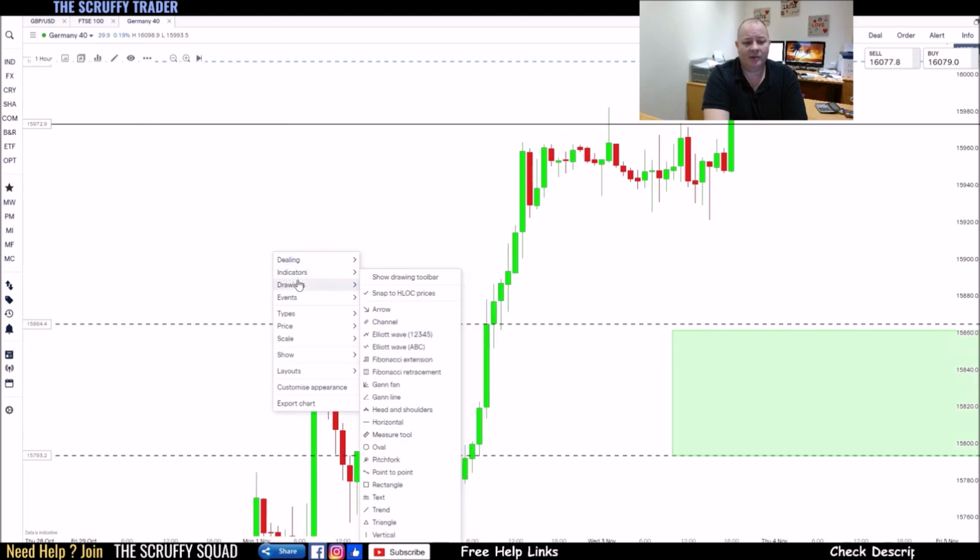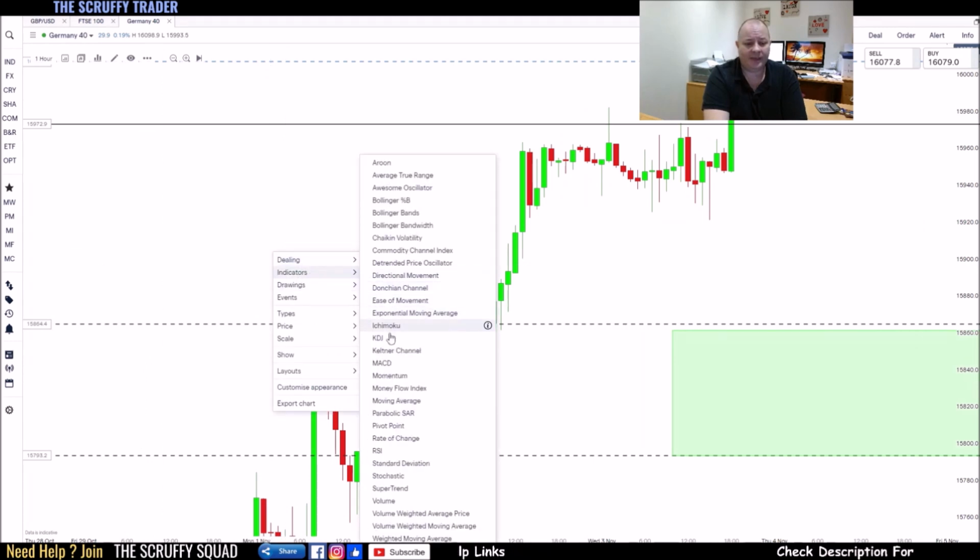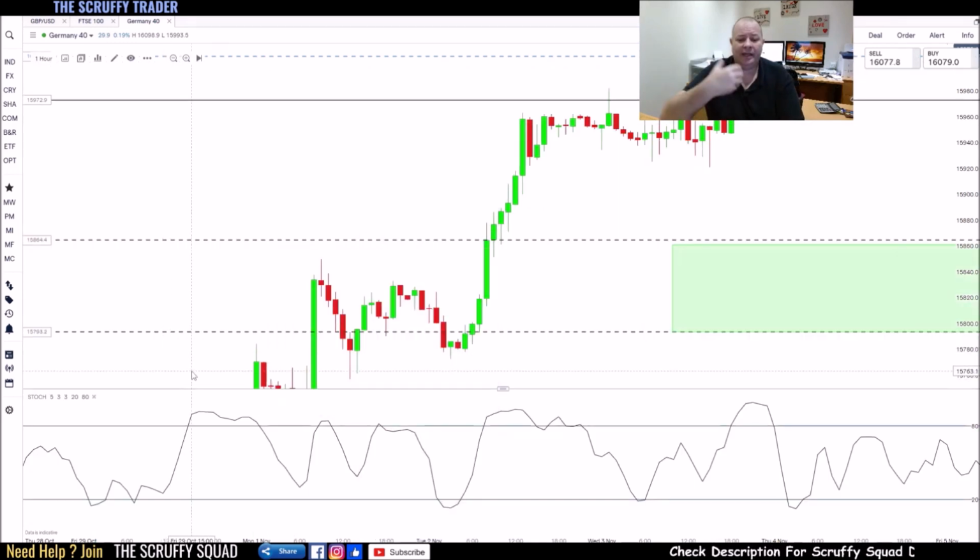So the next part, what you can look at is, say, a stochastic. That is one of the next bigger oscillators. Now, there are quite a few, but they all work the same way. They're all bounded. In this instance, it's above 80 and below 20 for your overbought, oversold conditions. There are two settings for this. This is a fast stochastic on a 5-3-3. And as you can see, it's caught that move perfectly.